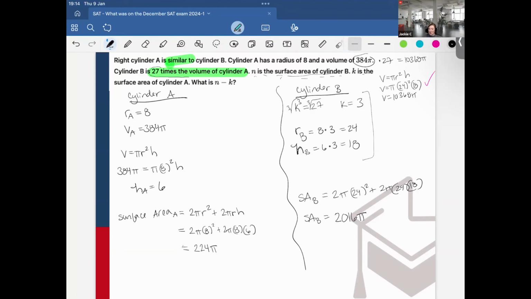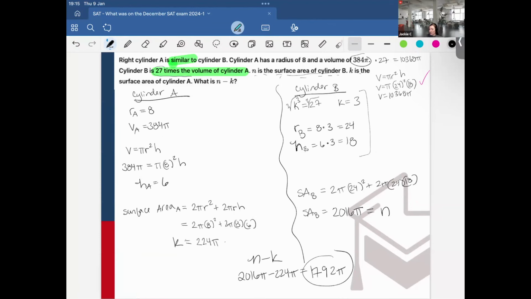And continue our journey. So final step, the surface area of cylinder A is k, and the surface area of B is n. Oh no, sorry, it's the reverse. So this is n and k. So final step, I'm going to do n minus k, which is 2016 pi minus 224 pi, which is going to be 1792 pi.